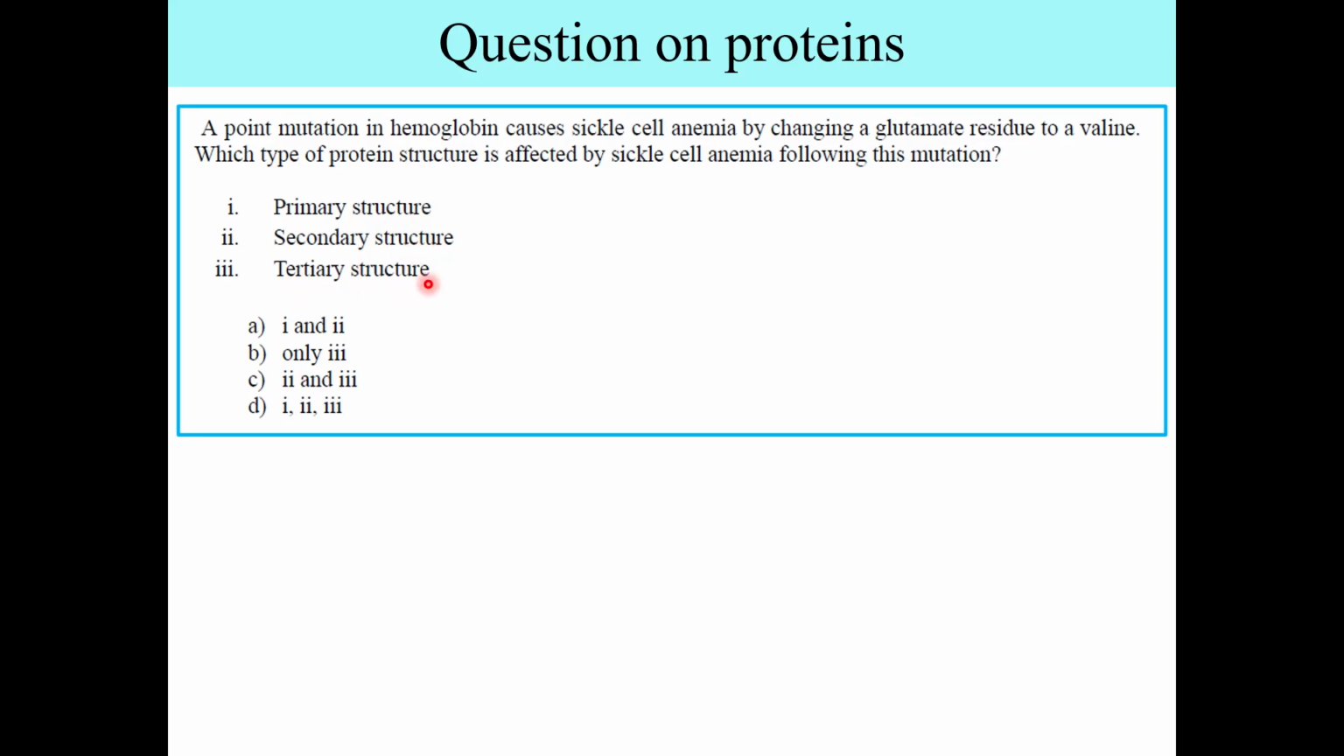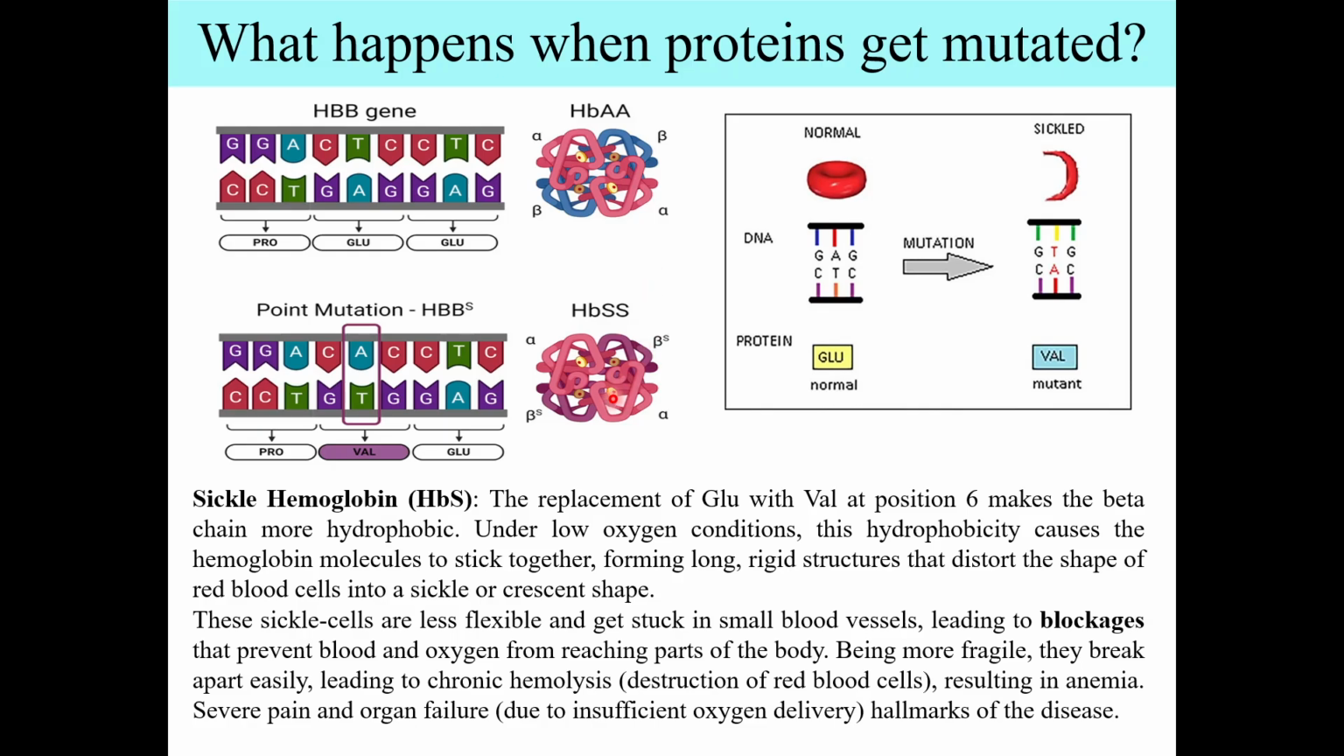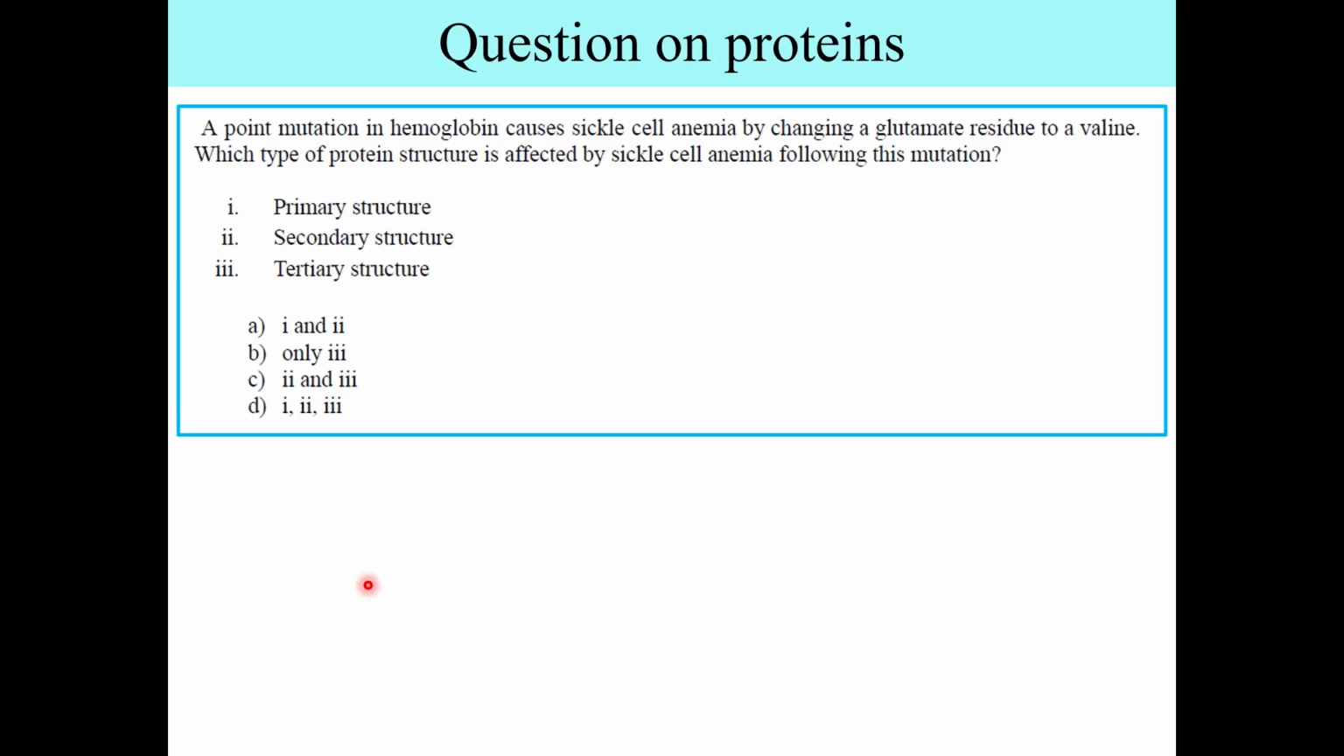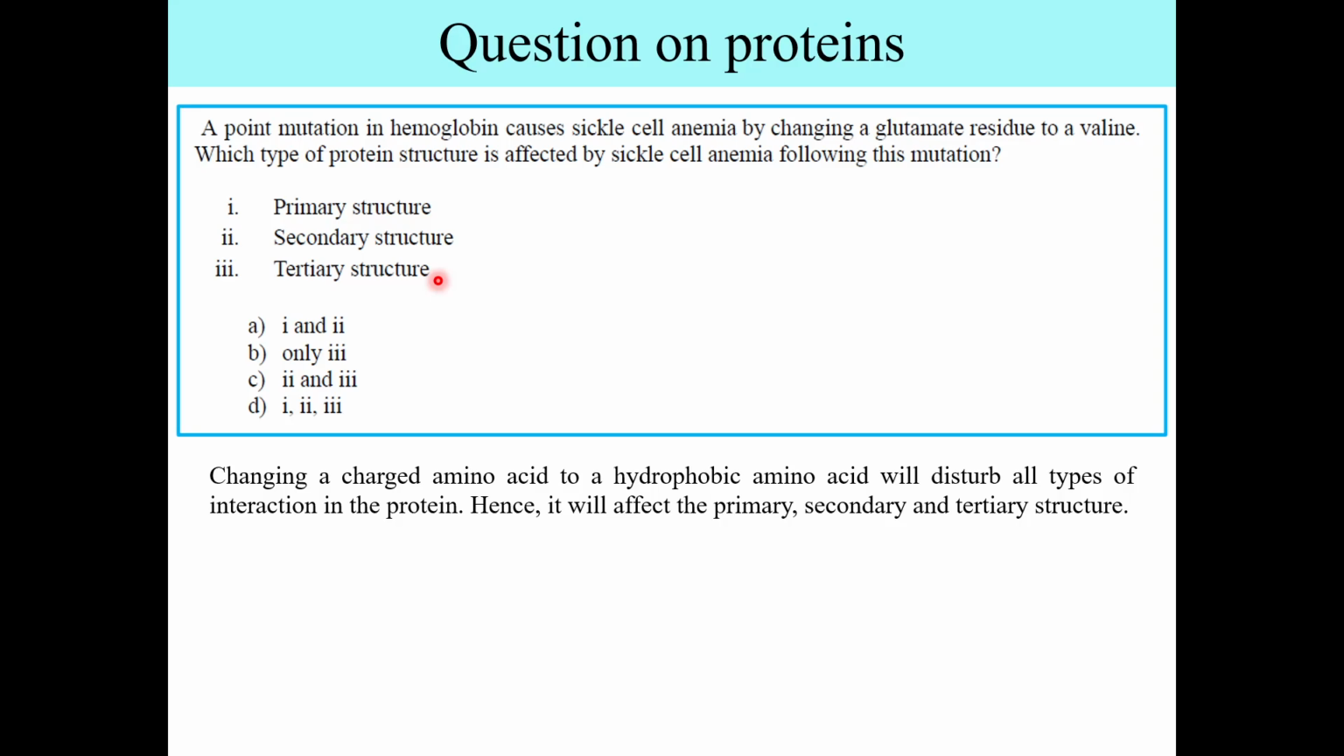What about the tertiary structure? If you look at this, these actually come together and stick together and they form long rigid structures. That distorts the shape of the RBC into a sickle or crescent shape. And therefore, yes, even the tertiary structure is getting hampered. So, the right answer would be option D, that is, changing a charged amino acid to a hydrophobic amino acid will disturb all types of interactions in the protein. Hence, it will affect the primary, secondary and tertiary structure of the protein.